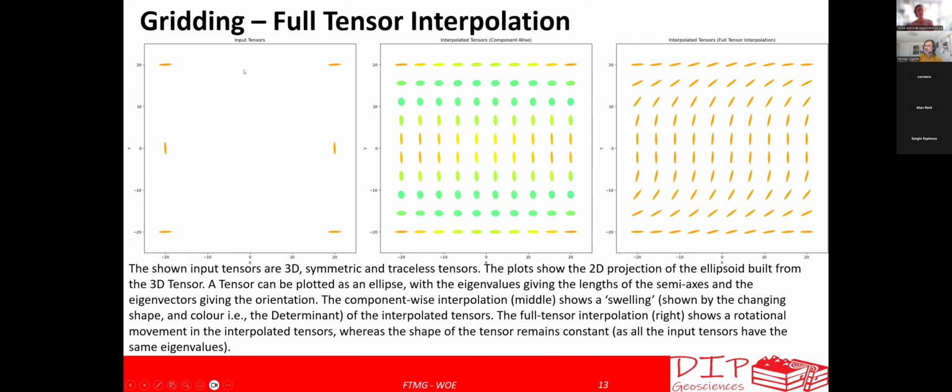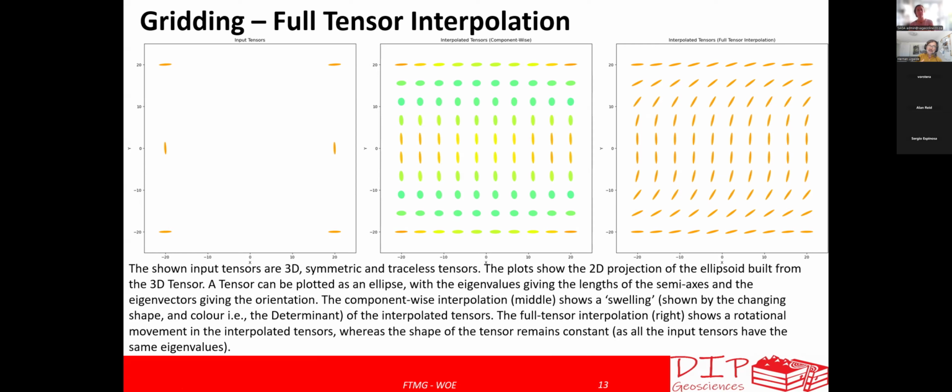So you have these two kind of east-west, and then in the center it goes kind of north-south, and then at the bottom it goes east-west again. So if you use full tensor interpolation, this is what you get. You are able to follow that pretty well. Whereas if you use component-wise interpolation, so just single components, the result is not that good, especially in the center parts. So you see that swelling that's happening there.